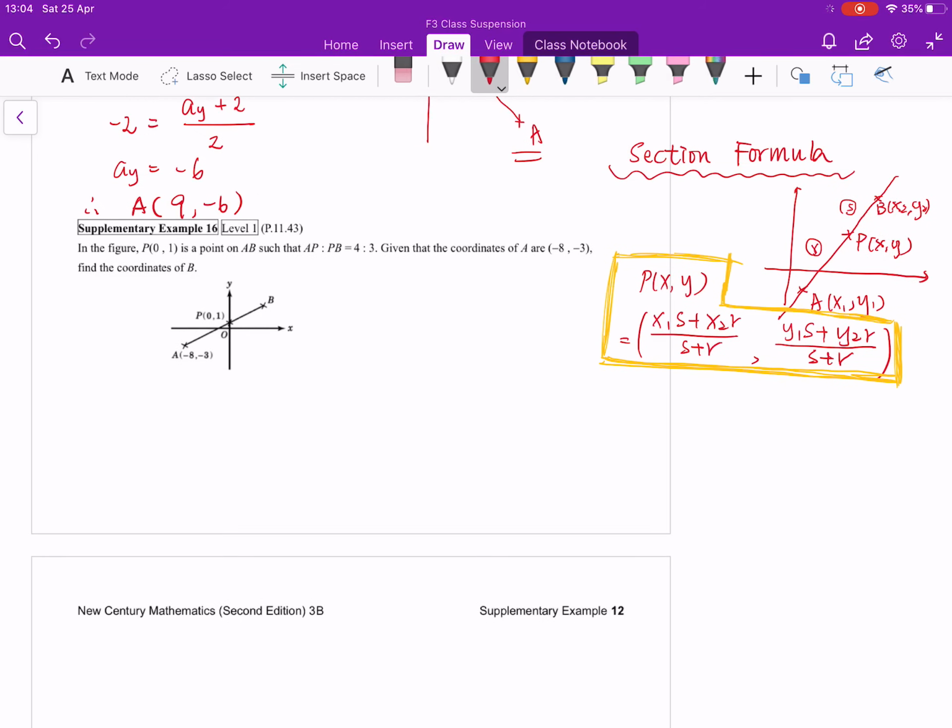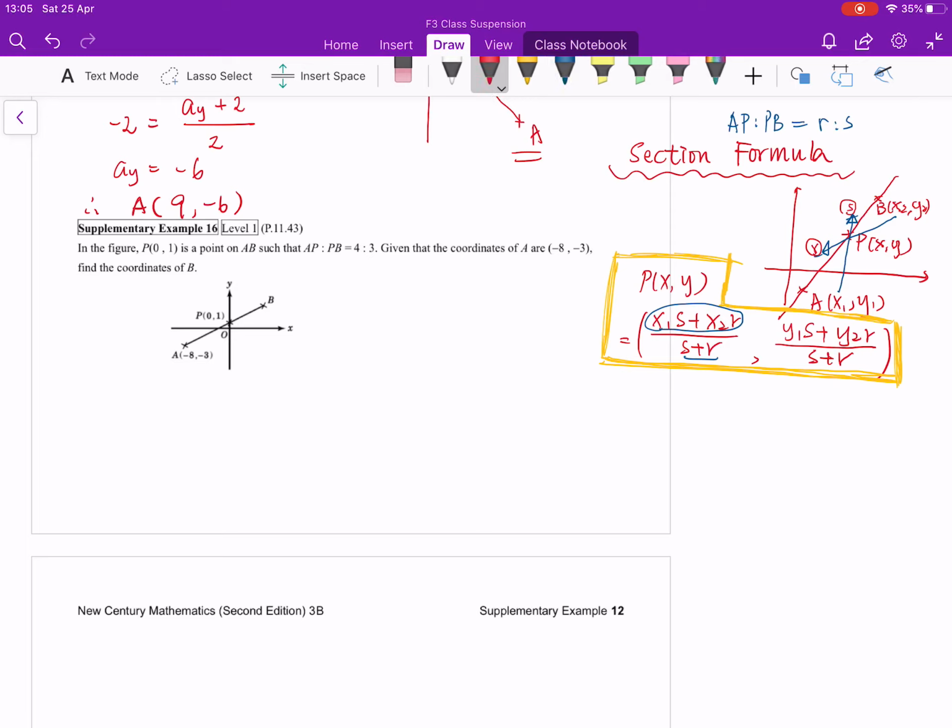Okay, and then example 16, which talks about the section formula. In the section formula, be careful that you have to multiply the coordinates with the ratios. If P divides AB in the ratio of R to S, meaning AP to PB equals R to S, you have to multiply the x coordinate of A with the ratio on the opposite side, and the x coordinate of B with the ratio on the opposite side, and then divide the sum of them by the total parts of the ratio.